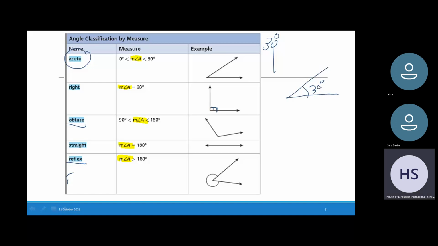Equals 90, it means they are like this. So it is 90 degrees. But for the straight one, you will see now the measure of the angle starting from this line and ending at this line. You will find that it is 180. So this will be a straight one. This will be a right one. This is obtuse.